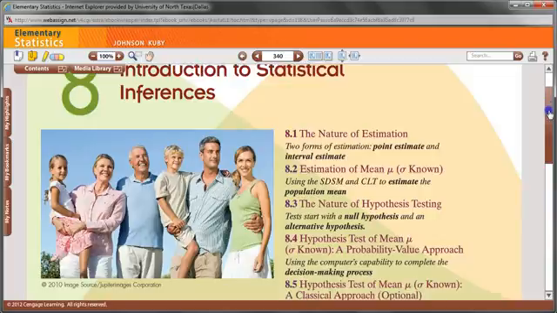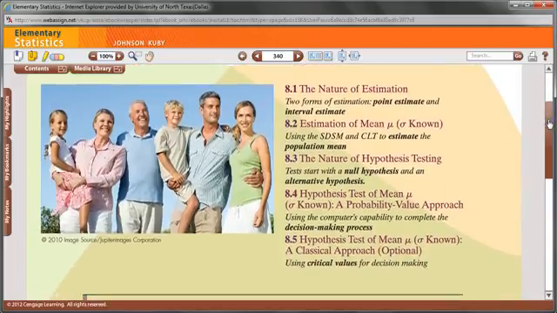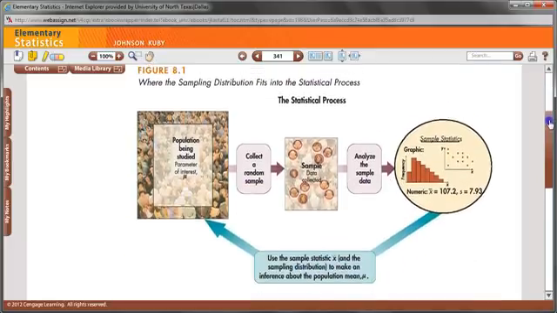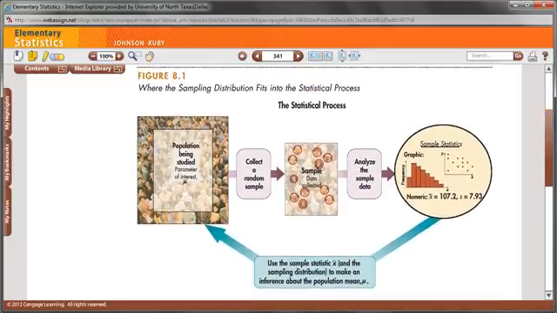Instead, let me try to answer those questions using two aspects of it. One is the estimation theory, which will be covered by 8.1 and 8.2. And the other is hypothesis testing, 8.3, 4, and 5. Now, what is the estimation? Well, here's a nice picture that explains it, figure 8.1.